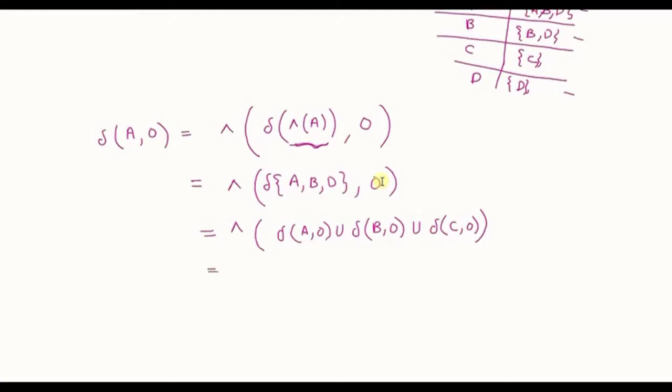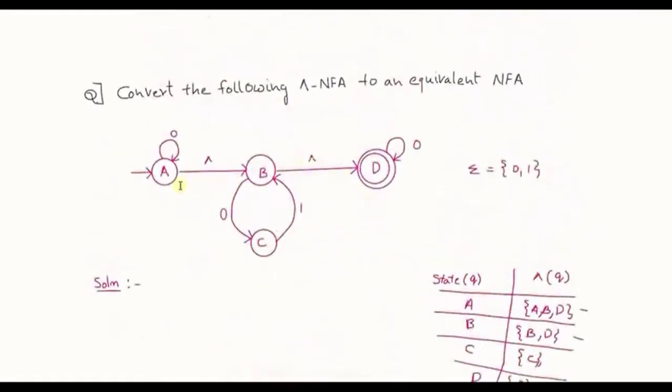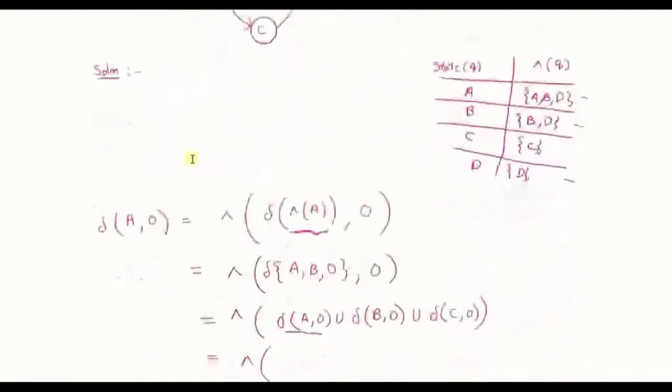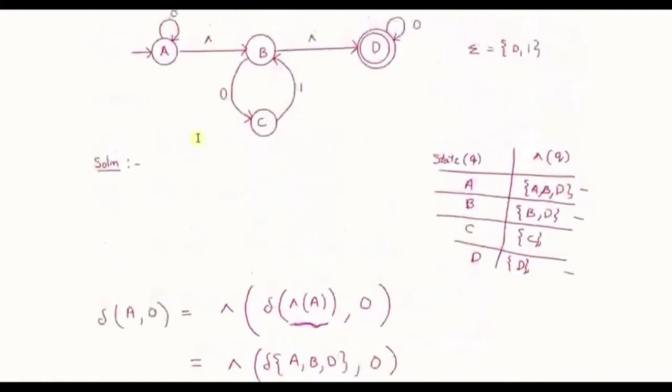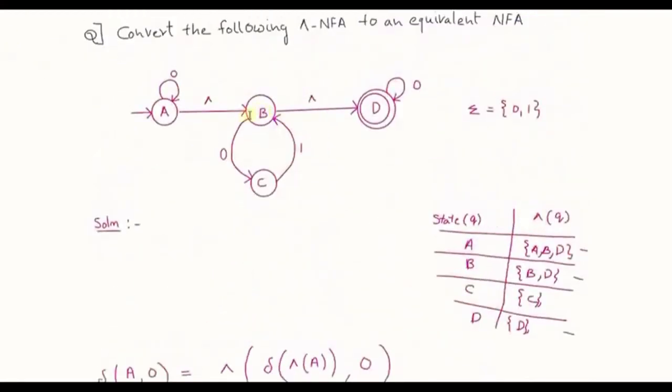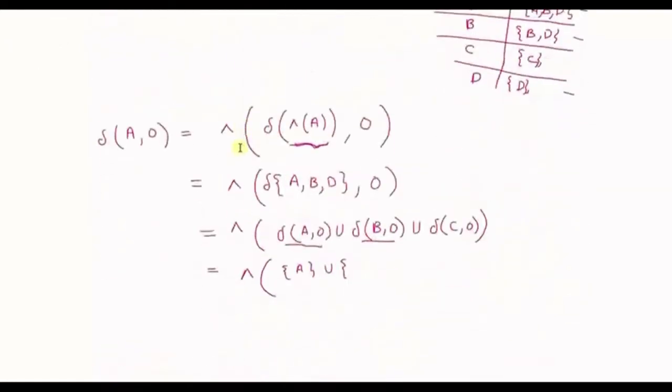So this is equal to E closure of. Now you go to the diagram and find out what is transition of A on 0. A on 0 goes where? From state A on 0 it goes to A itself. So the answer of this is A union. Next find out from state B on reading 0 where do you go? So transition of B on 0. B on 0 goes to C. So the answer of this will be C.